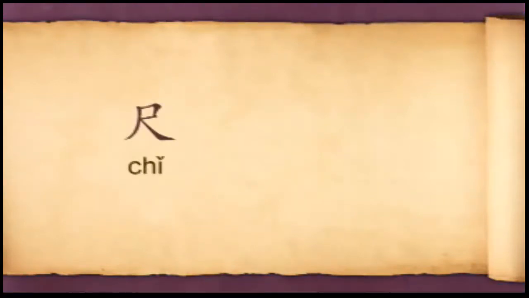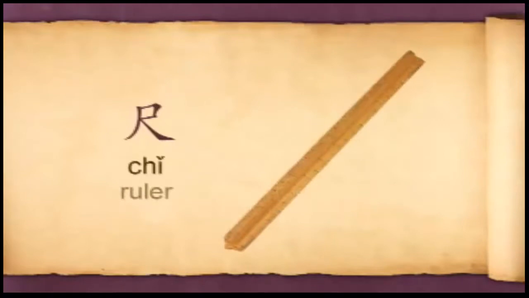Here's a word, 尺. You learned it in our last lesson. What is the object called 尺? Correct. It's a ruler. 尺 is said with a third tone. Say 尺 with me 3 times. 尺, 尺, 尺.